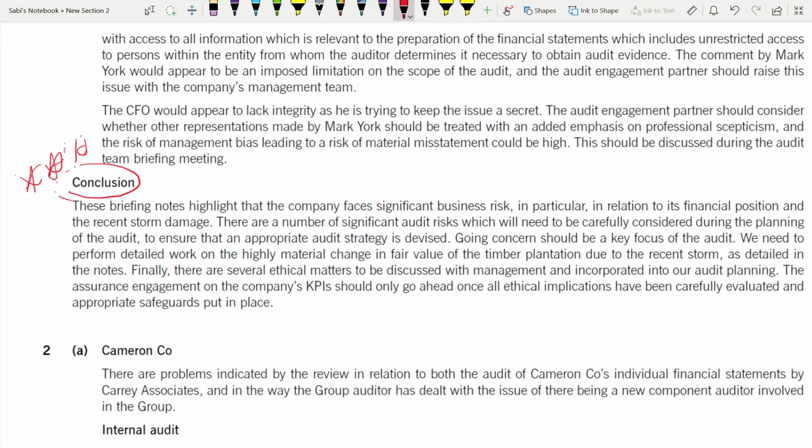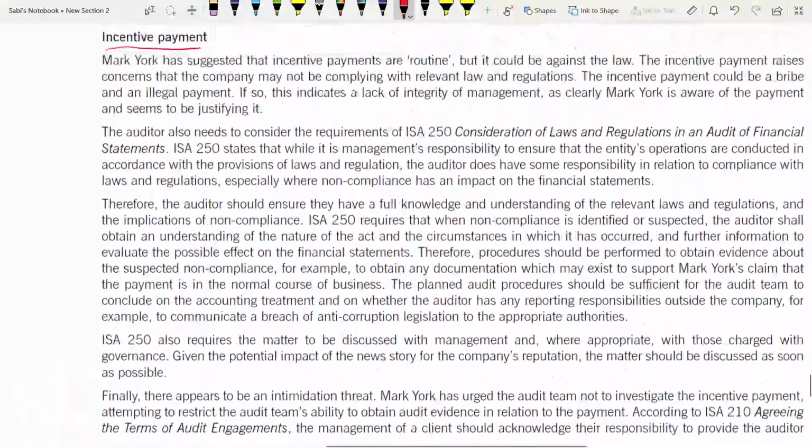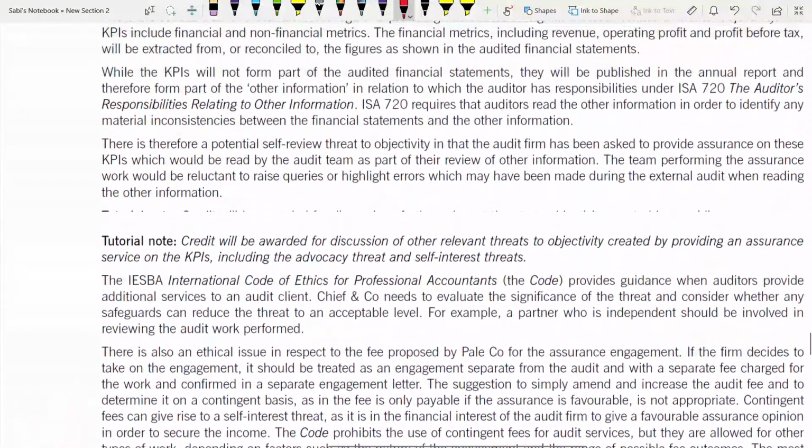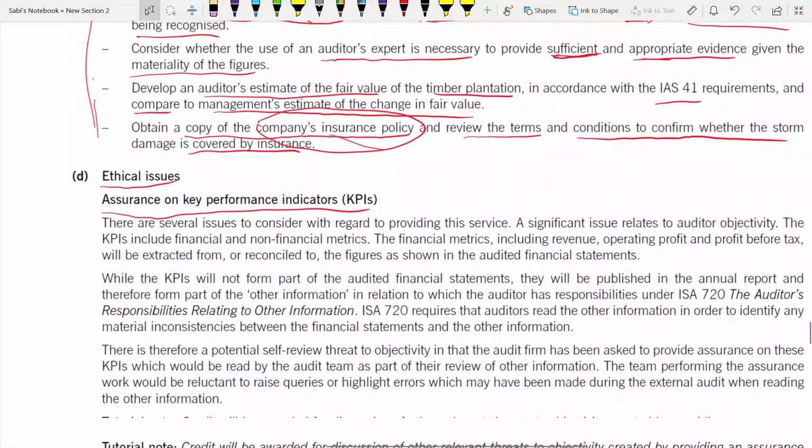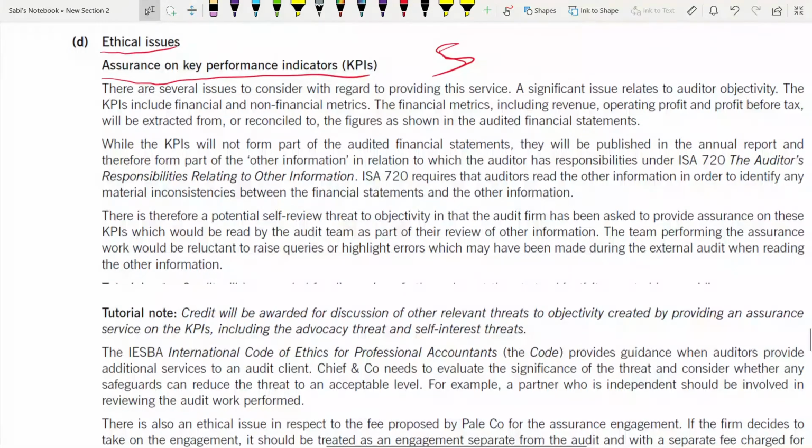Okay, but we'll come to the conclusion after we finish the ethical issues relating to these two things. One is incentive payment, one is assurance on key performance indicators. So 5 marks for this, 5 marks for that one. Incentive payment. Okay, so 5 points you can write in 5 different paragraphs also.